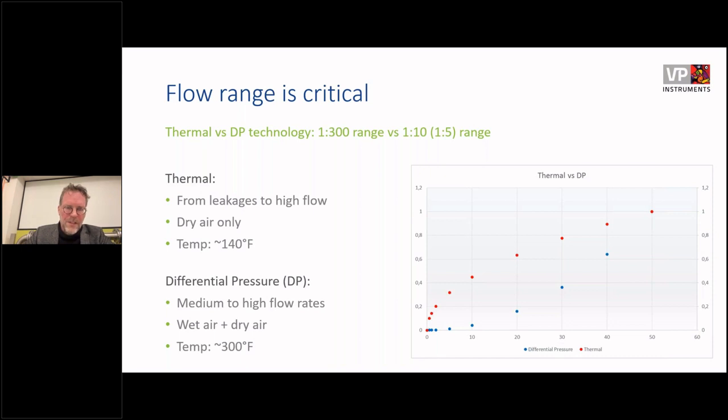Also, flow range is critical, and I just want to go over two technologies: thermal mass versus differential pressure. Tim also mentioned those two technologies. Differential pressure, by the way, is similar to vortex in that sense. The dynamic range of such sensors, differential pressure and vortex, is smaller, so you cannot measure leakages and high flows with the same instrument.